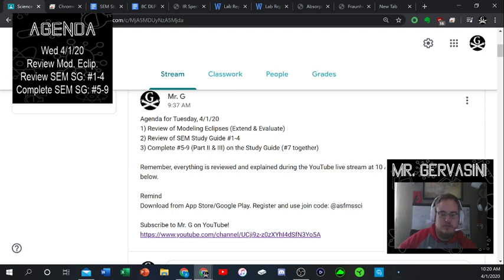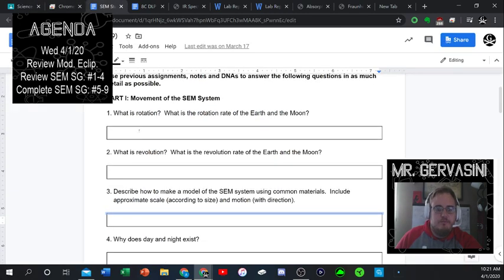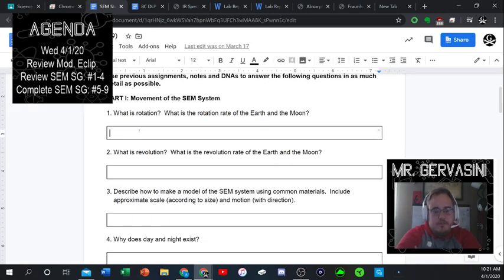So looking back at the agenda, we've done 1. We're going to do number 2. And then we'll work on 3. You could also be working on 3 right now too, if you don't need any help. Study guide 1 through 4. What is rotation? What is revolution? I would use your key term guide if you're completely stuck.